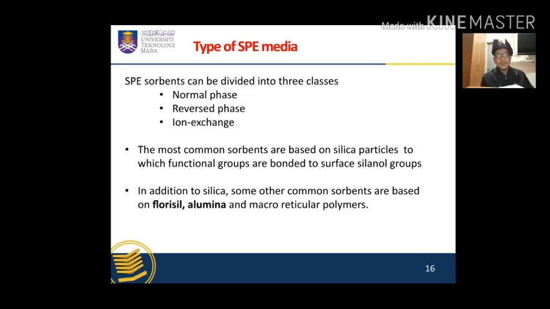The most common solvents are based on silica particles with a diameter between 30 to 60 micrometers. The functional groups are bonded to the surface silanol group. What type of functional group? We bond them with the silanol group to alter their retentive properties. In addition to silica, there are other common solvents based on fluorosil, alumina, and macroreticular polymers.